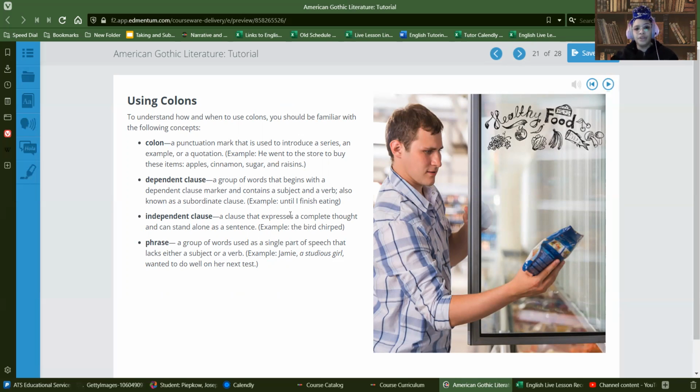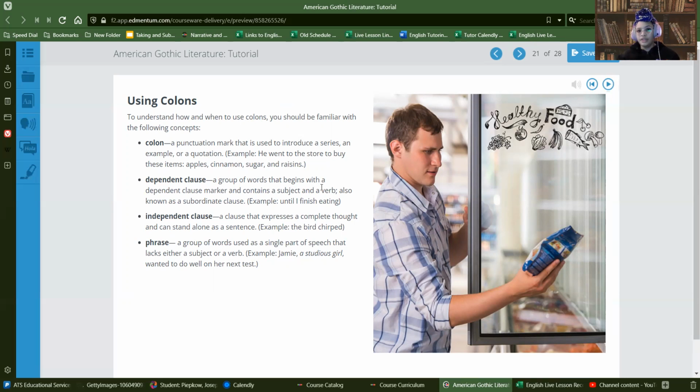So they give you an example here. Until I finish eating. Until you finish eating what? What are you doing until you finish eating? It's not a full sentence, but it has the subject, which is I. That's a person or thing, a person, place, or thing. And it has eating, which is a verb. So it's telling you what that person, place, or thing is doing or what is happening there. But it's not a full sentence. So you can't say that it's a full sentence. And that's why it's called a dependent clause.